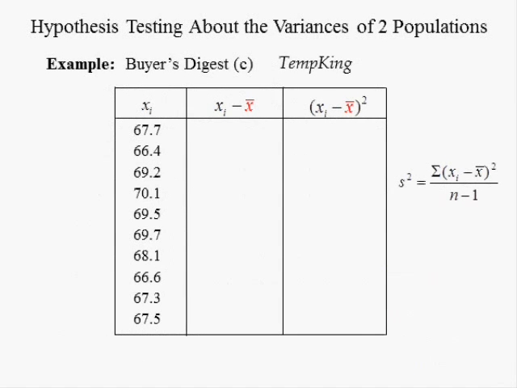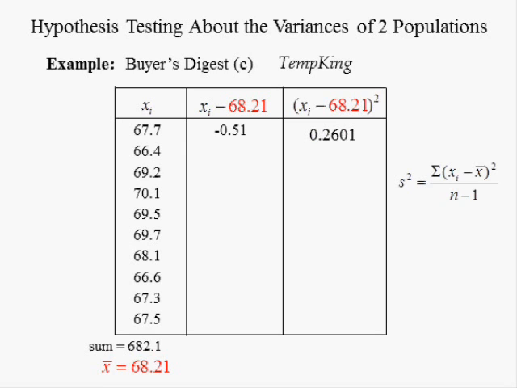To compute the standard deviation, we need to compute the sample mean, which is the sum of the x values divided by the sample size. The sum of the values of x is 682.1 degrees Fahrenheit. Dividing this by 10 yields a sample mean of 68.21 degrees Fahrenheit. The first deviation from the mean is negative 0.51 degrees. The first squared deviation from the sample mean is 0.2601 degrees Fahrenheit squared.